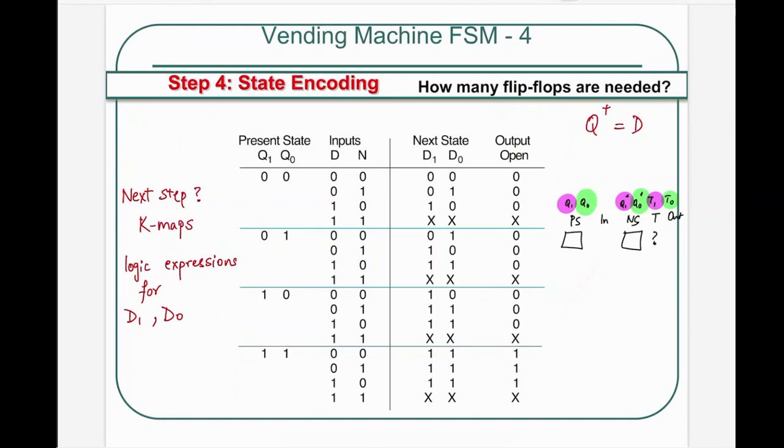Andrew, you're right. And then I'm also doing the same thing for output open, right? So I'm going to write logic expressions for D1, D0, D open in terms of present state, so Q1, Q0, D, and N. You guys see that? So Q1, Q0, D, and N are going to be the inputs to my K-maps, and the output logic expressions are going to be D1, D0, and open. So let us just take a look at how many K-maps would I need and what would be the size of the K-maps.